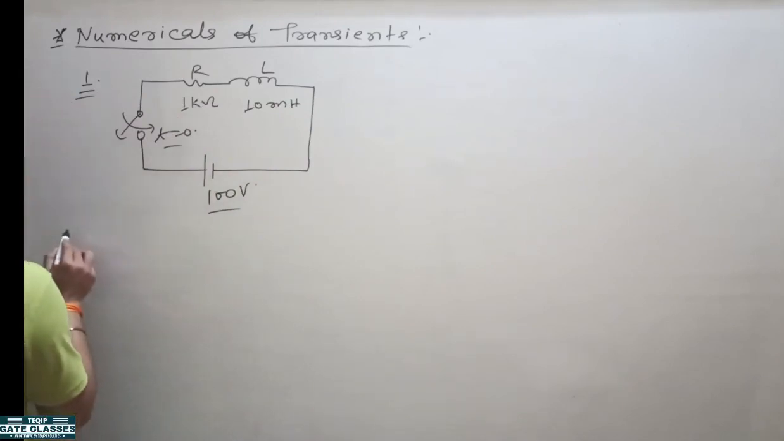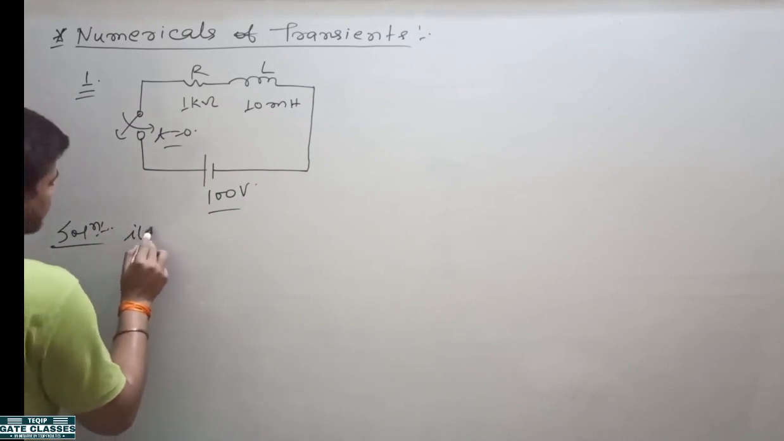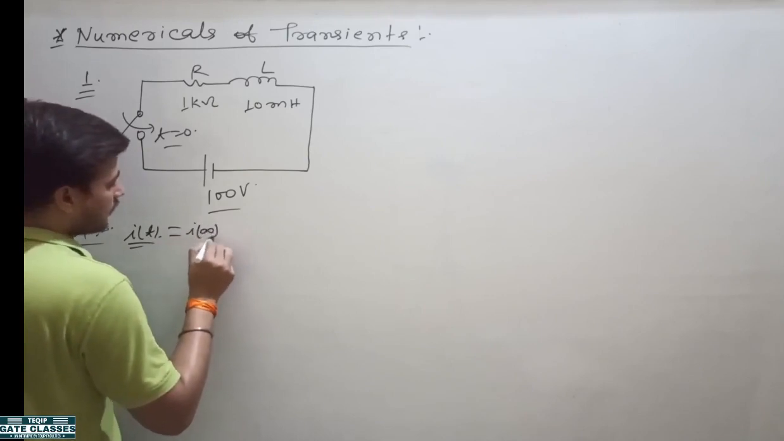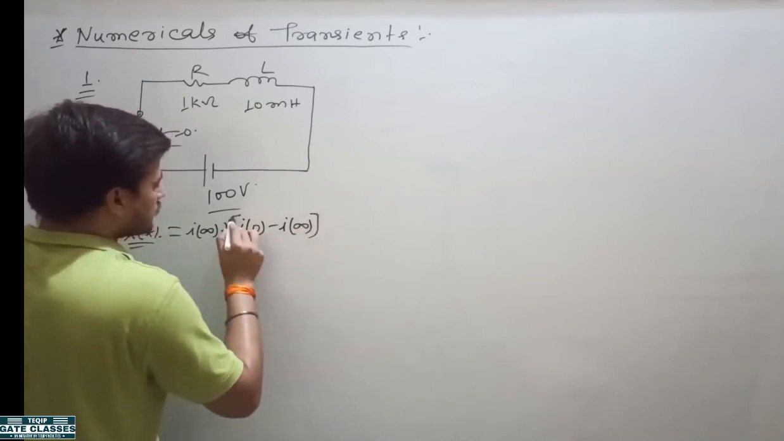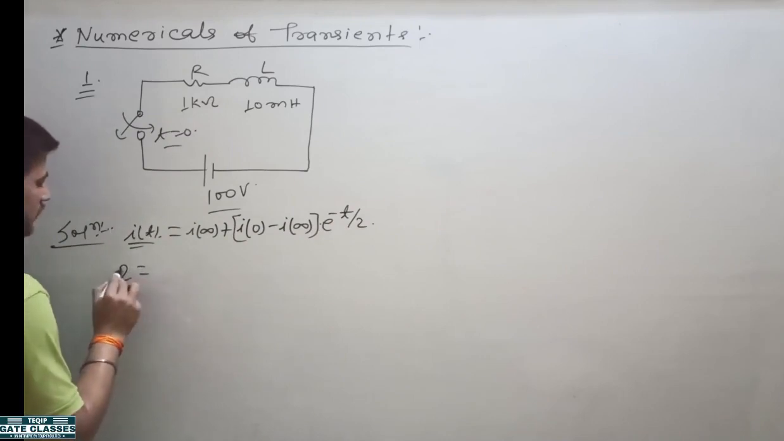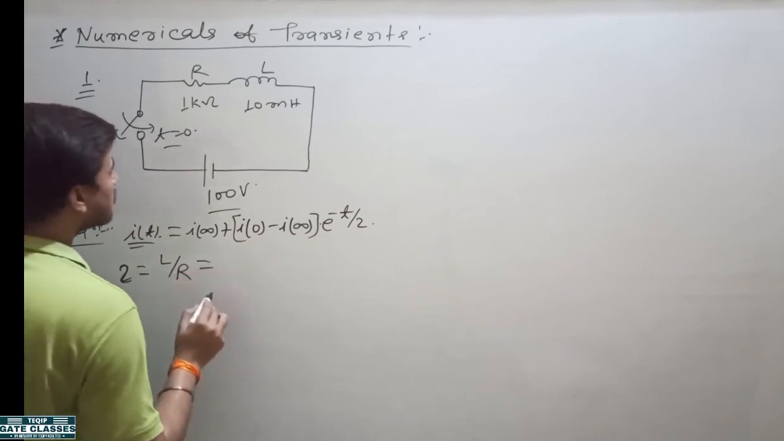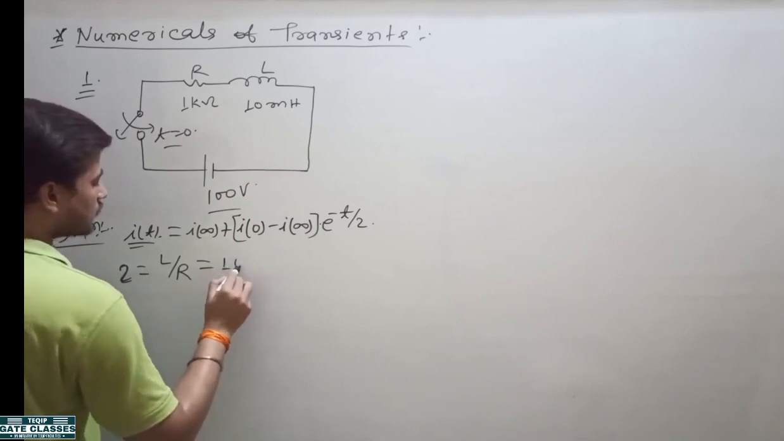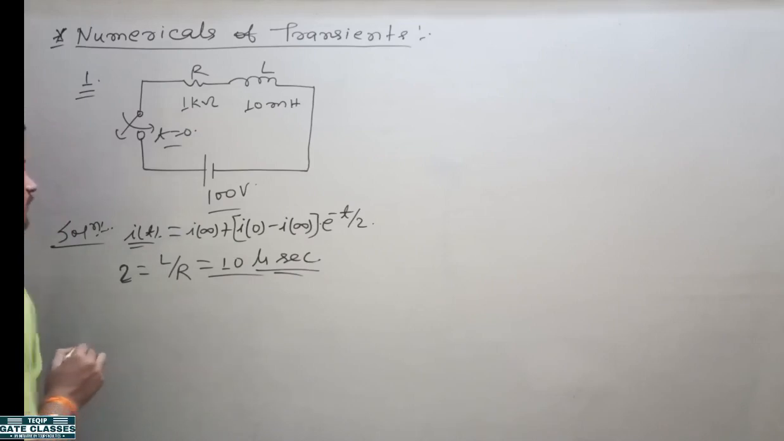So let's come to the solution. We have to write the expression for current i(t). i(t) will be written as I infinity plus I0 minus I infinity into e to the power minus t by tau. First let us write the time constant. When the switch is closed, time constant is equal to L by R, so 10 millihenry divided by 1 kilo ohm, it will be 10 microsecond.